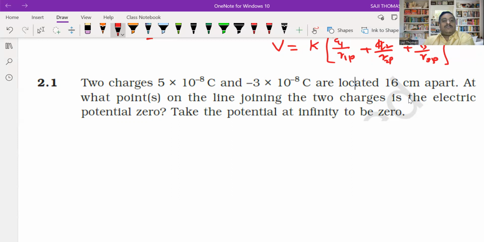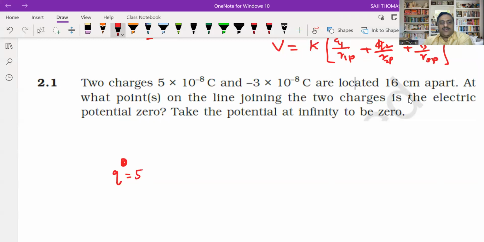You have to read the question, understand it, identify the variables, think about the formula. At what points on the line joining the two charges is the electric potential zero? Take the potential at infinity to be zero. So I'm drawing the two charges. You visualize and draw. There is a charge Q.